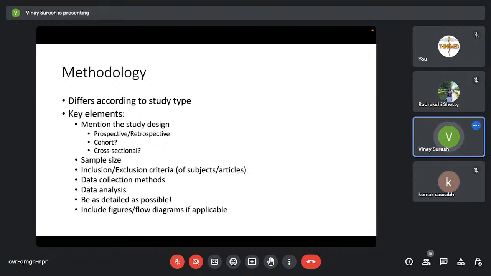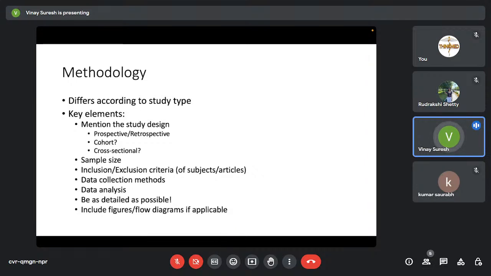So here are some clear key elements that I feel should be there in any research paper. You should mention the study design. It's very important, whether it's prospective or retrospective in nature, whether it's cohort, how many arms are there, is it a case control study, how are the controls matched, is it a cross sectional study, and the sample size, inclusion exclusion criteria, whether it's with respect to subjects or articles if it's a review, data collection methods, data analysis. So basically you need to be as detailed as possible in the methodology, and the more detailed you are, the more evidence your paper will end up adding.